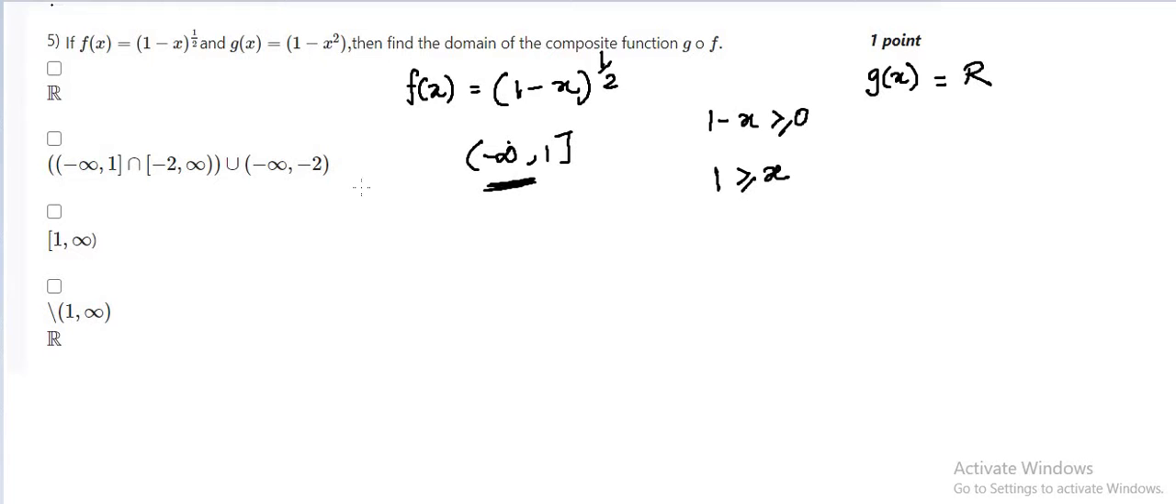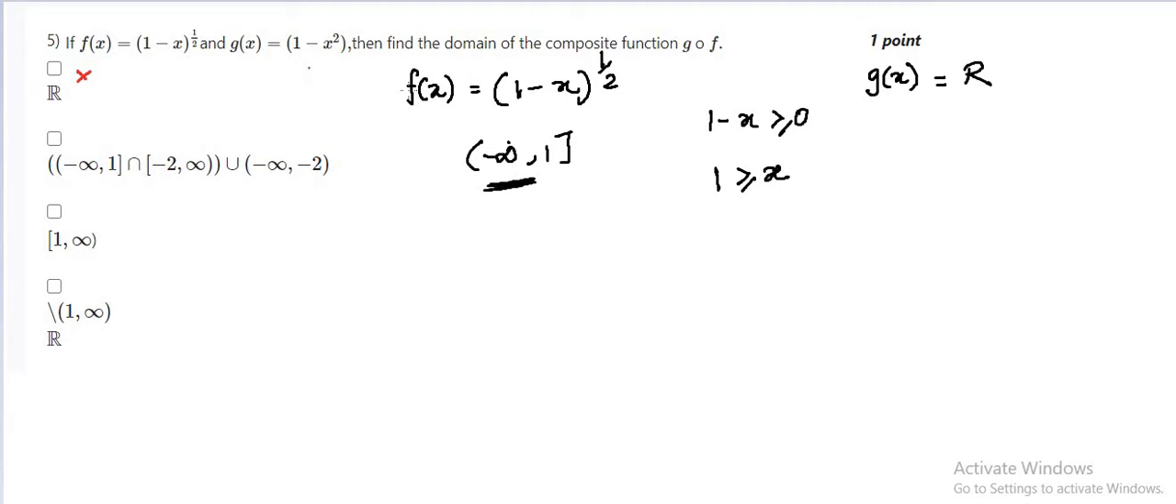So let's find which options satisfy this. Option A will be absolutely not correct, because I already explained that this is restricted to minus infinity comma 1 in a closed interval. So option A will not be there.